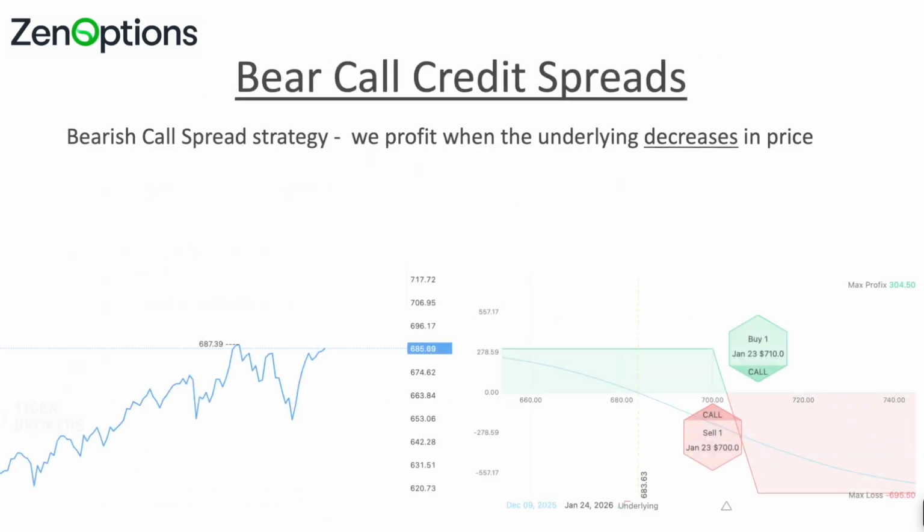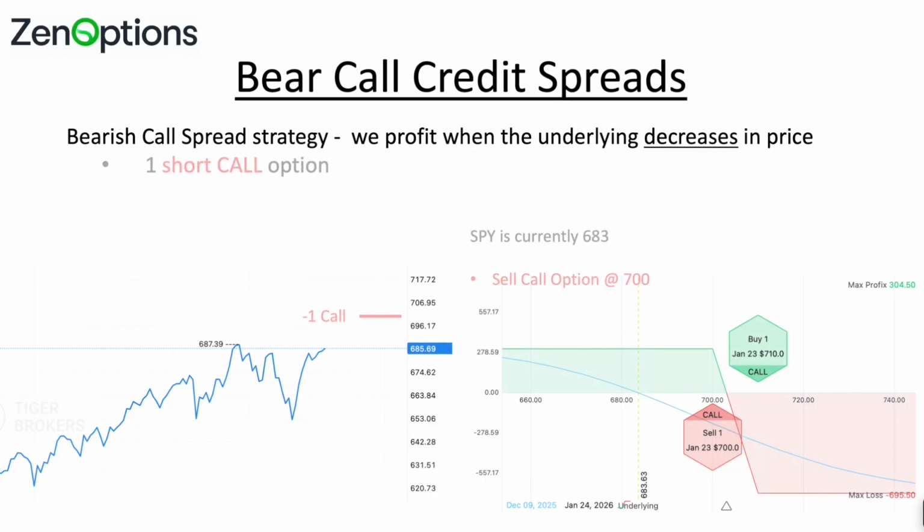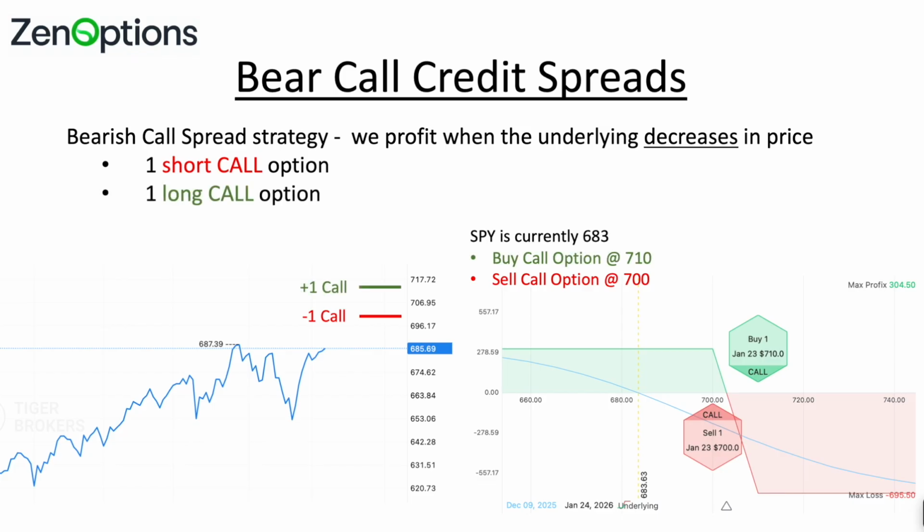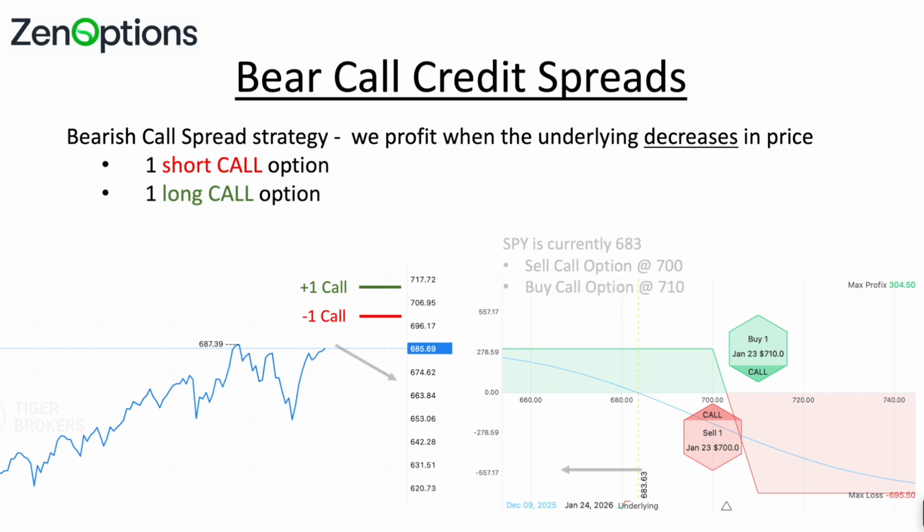Suppose SPY is trading at 683. If I think price may stay below a certain level or move slightly lower, I can put on a bearish call credit spread. I sell a call at 700 and buy a call at 710. If SPY stays below the short strike, the spread profits. If price moves up and breaks that short strike, we enter a loss zone. And if it continues to the long strike, that's the defined max loss, but it cannot go beyond that.